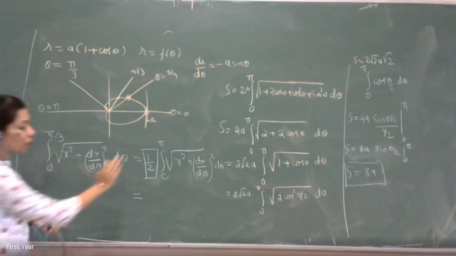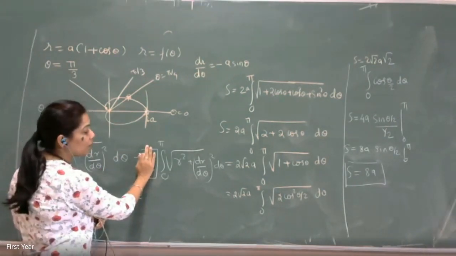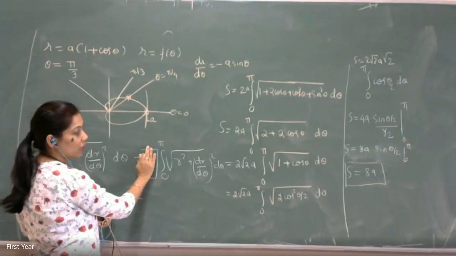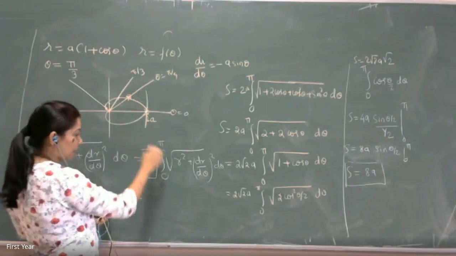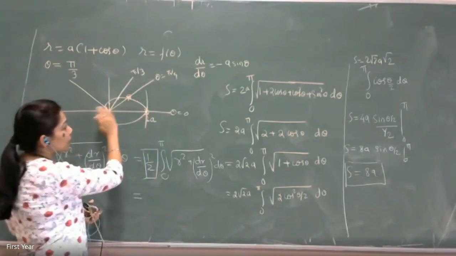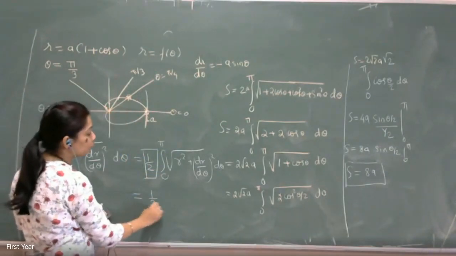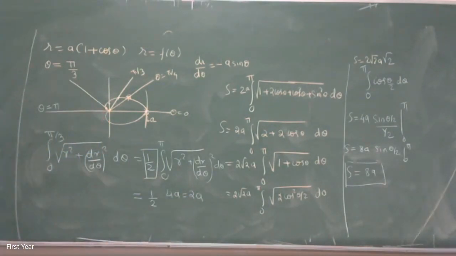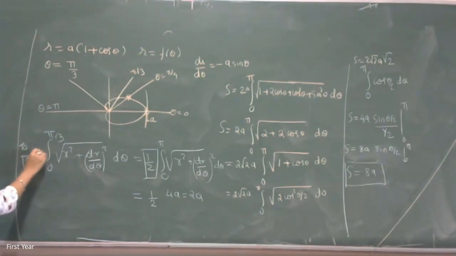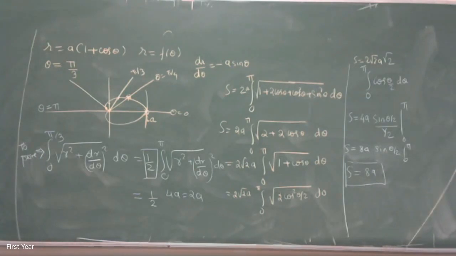That we have to prove. But forget about this half. What's the value of 0 to pi root of r square plus dr by d theta the whole square into d theta? What is its value? 4a, because total is 8a, so 0 to pi is only half, which will be 4a. So 1 by 2 into 4a. So you should prove that this answer is 2a. Once the things are clear, you know what to prove. Theta is equal to pi by 3 divides the upper arc of the cardioid, means that you have to prove 0 to pi by 3 is half times 0 to pi.